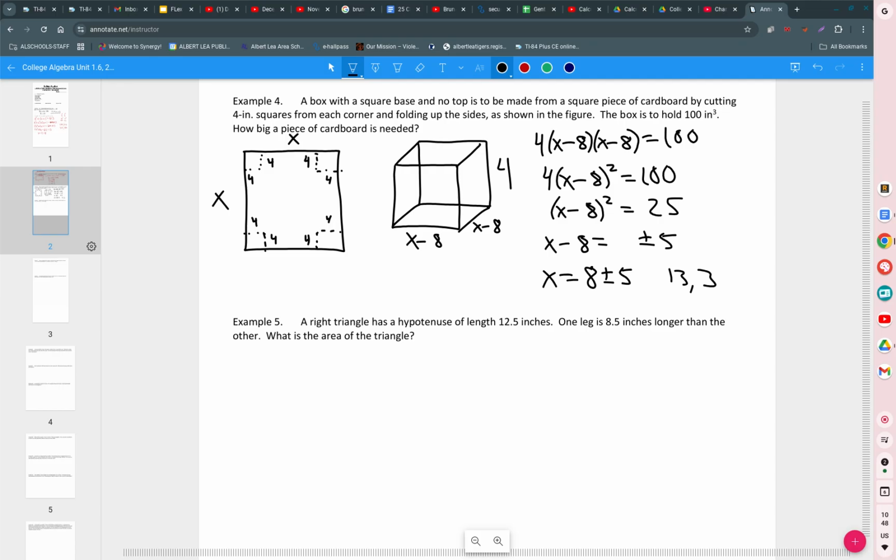Noah, what do you got? I think they're both correct. Both correct, because if you put 13 in, 13 minus 8 is 5, right? And then 5 times 5 is 25 times 4 is 100. You plug in 3, you get 3 minus 8 is negative 5. And negative 5 times negative 5 is 25 times 4 is 100. Can you have a dimension of negative 5 inches? No.